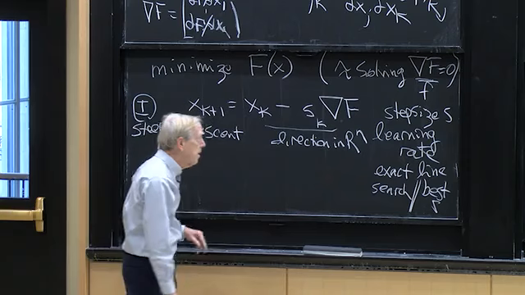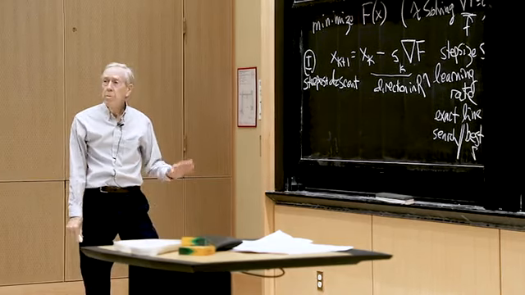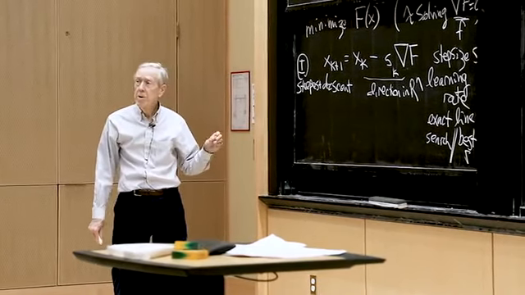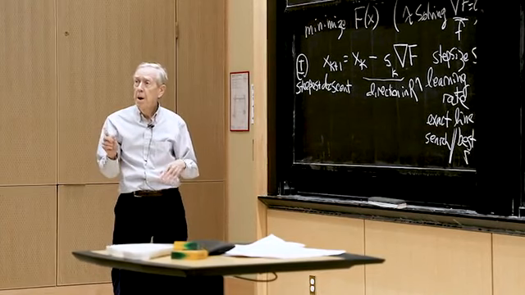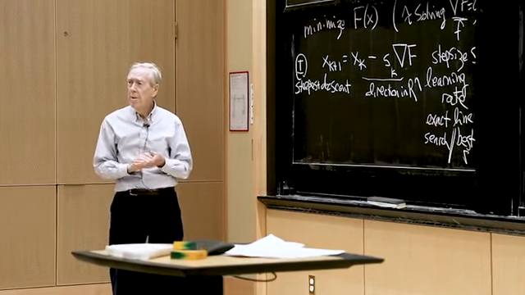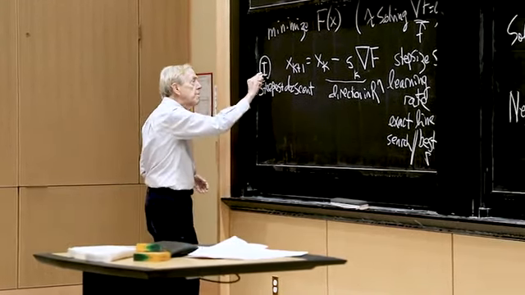Of course, that would take time to compute. And you probably, in deep learning, that's time you can't afford, so you fix the learning rate S. Maybe you choose 0.01 to be pretty safe. Okay, so that's method 1, steepest descent.